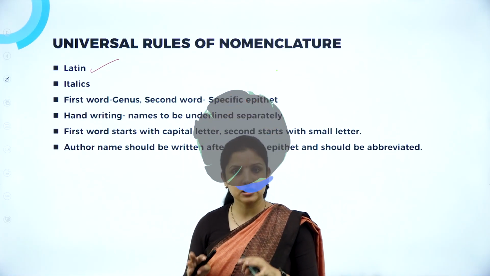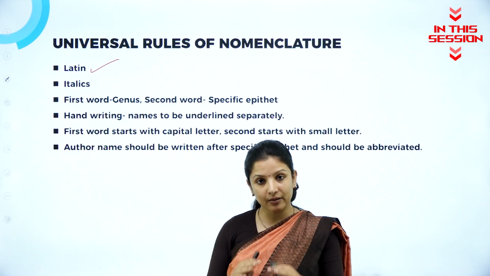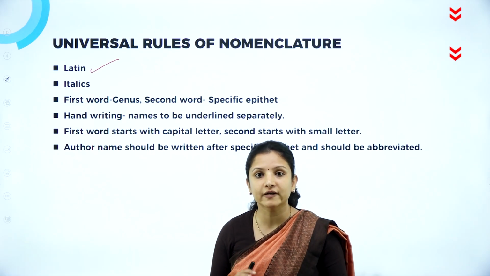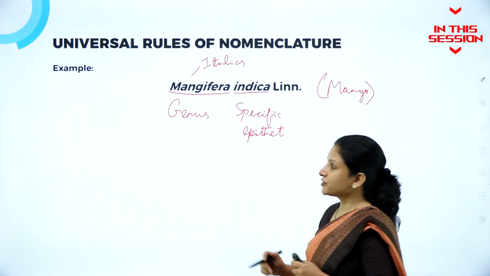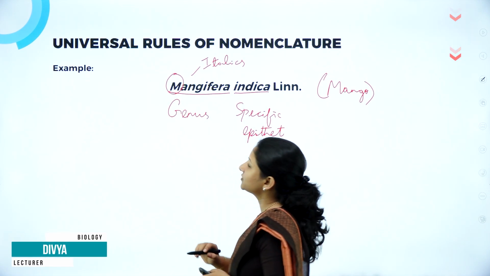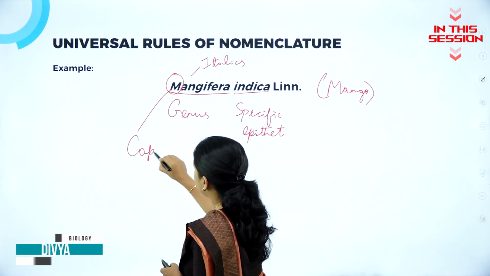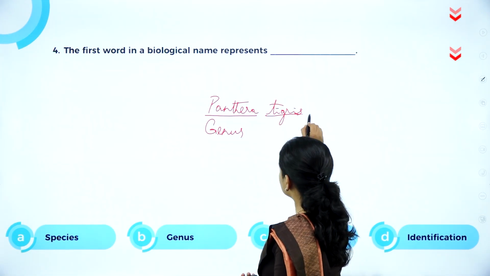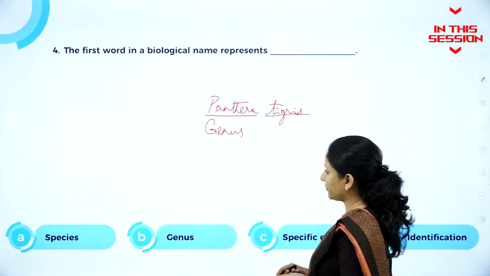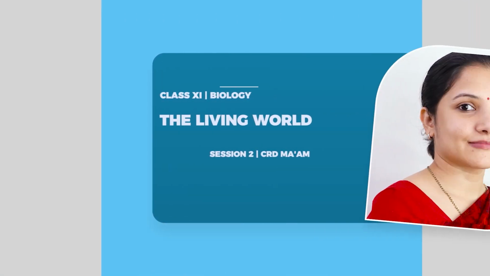When we are typing in computer, the font should be made to italics. The name, that is the binomial name, should always be in italics. The genus should always begin with the capital letter. So you have to start the genus with the capital letter. So here M is in capital. We know that the second word represents the specific epithet. So here the first word represents the genus.